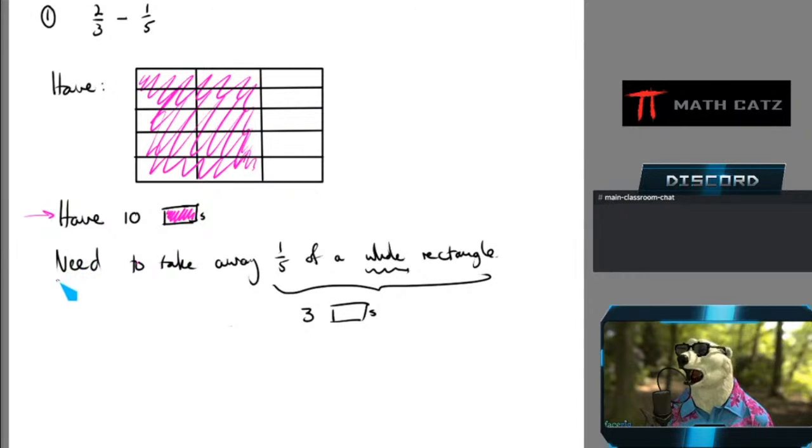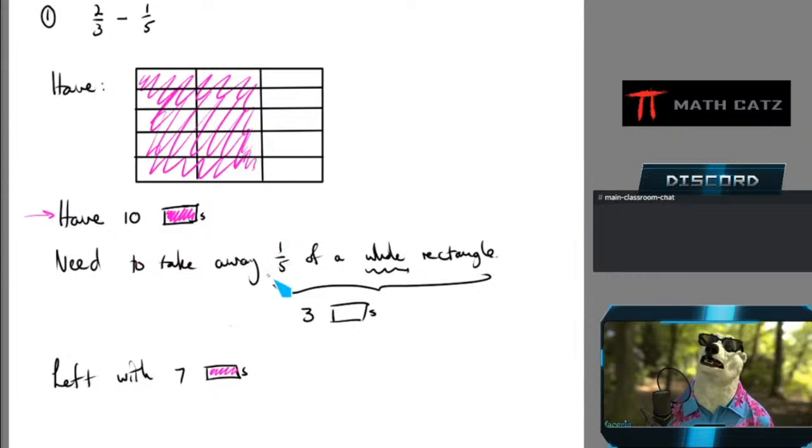Now, however, when I look at it as an instruction, I need to take away three pink pieces. So we have left seven pink pieces.